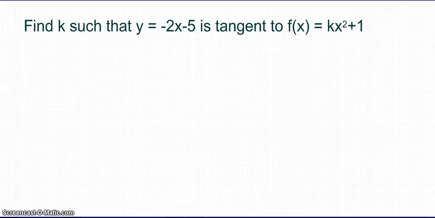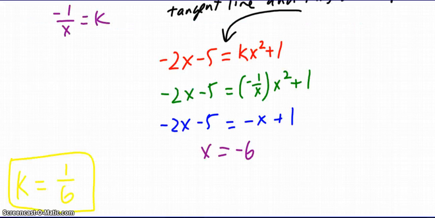Alright, last one. Find k such that y equals negative 2x minus 5 is tangent to f of x equals kx squared plus 1. Pause the video, unpause when you're ready to check your work. Okay, so here we should get k equals 1/6. So now, how did we get that?